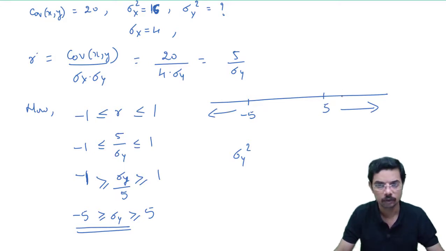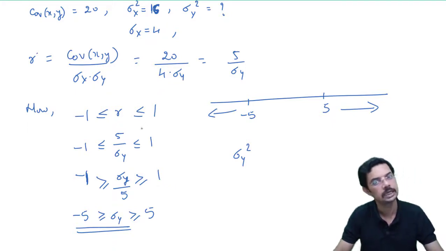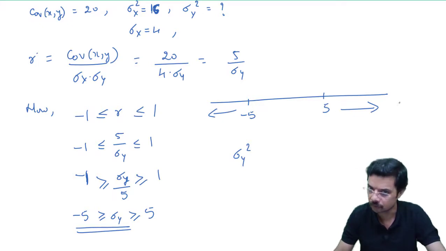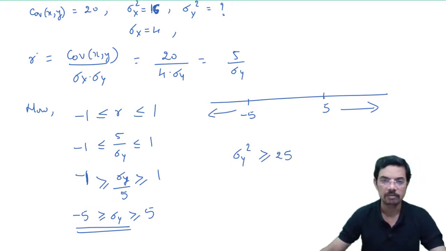Square of 5 is 25, and square of minus 5 is also 25. Any value less than minus 5 will also give a square greater than 25, and any value greater than 5 will also give a square greater than 25. So it will be greater than or equal to 25. The minimum variance will be 25.